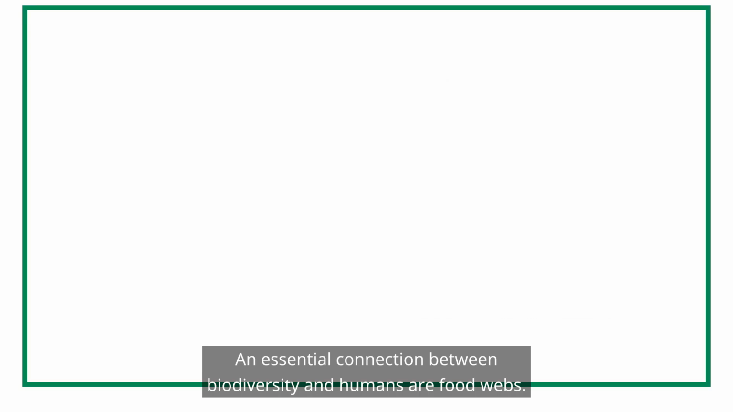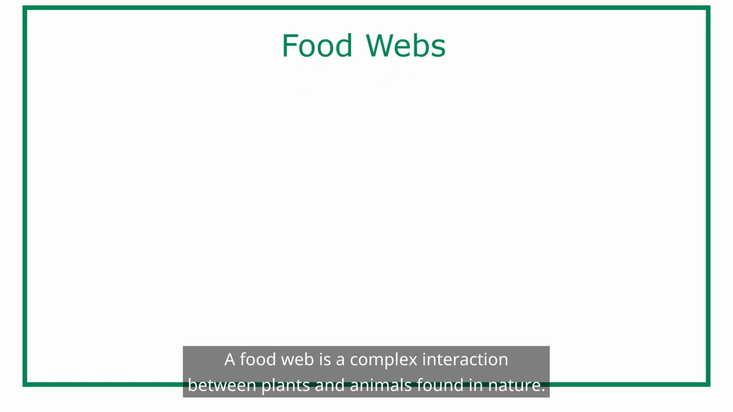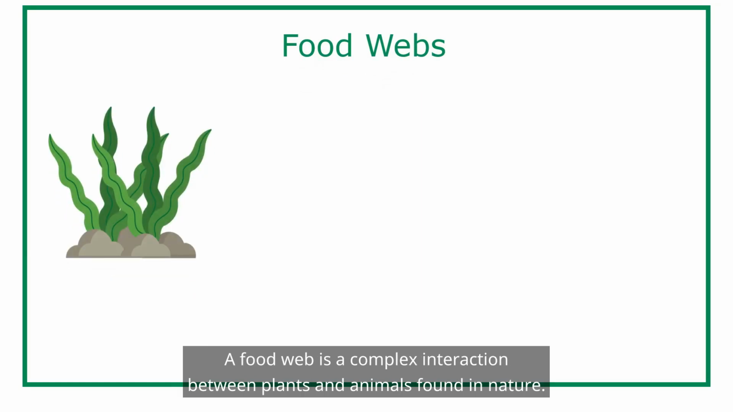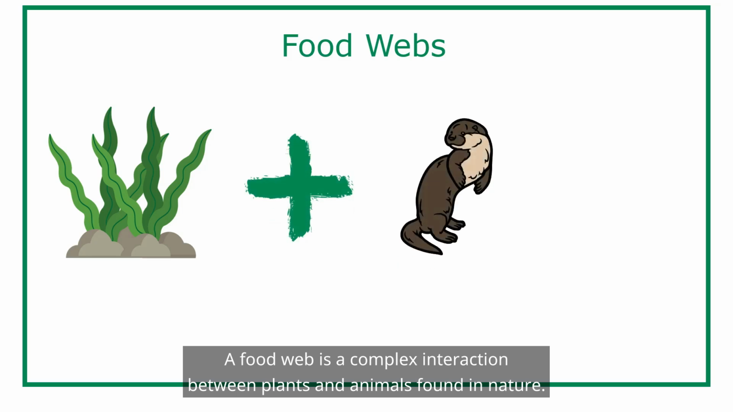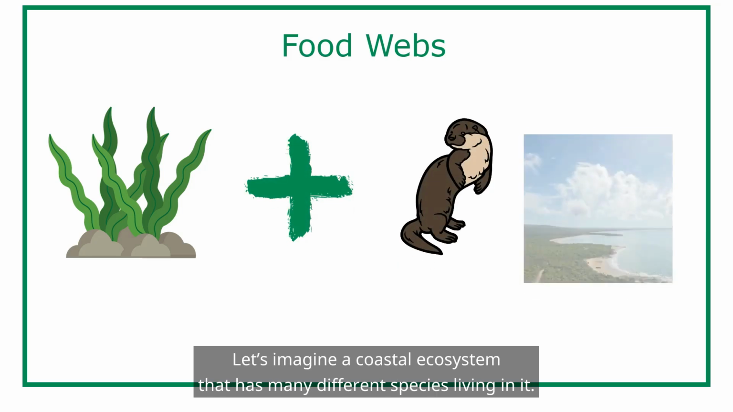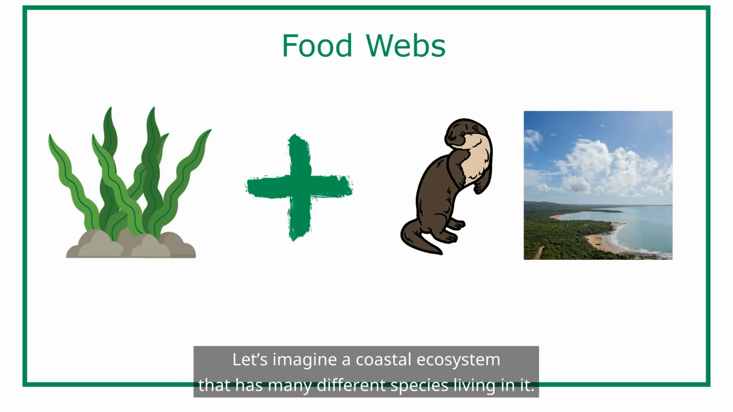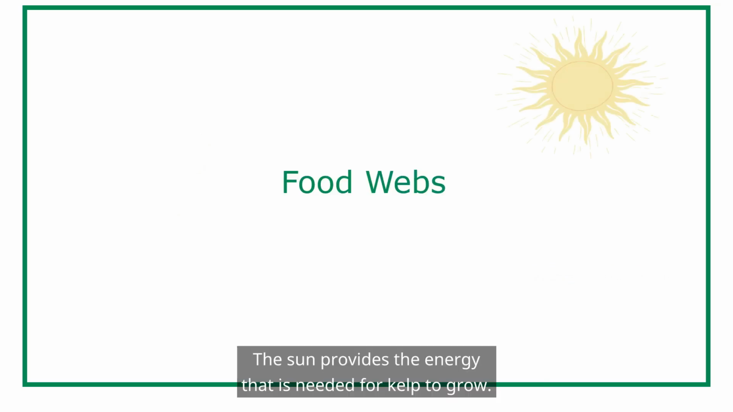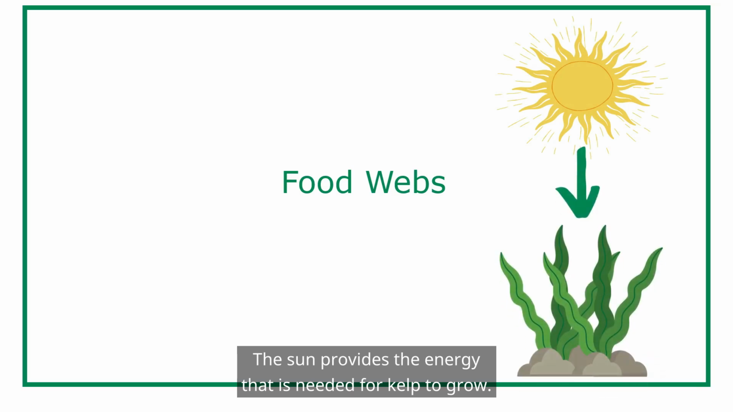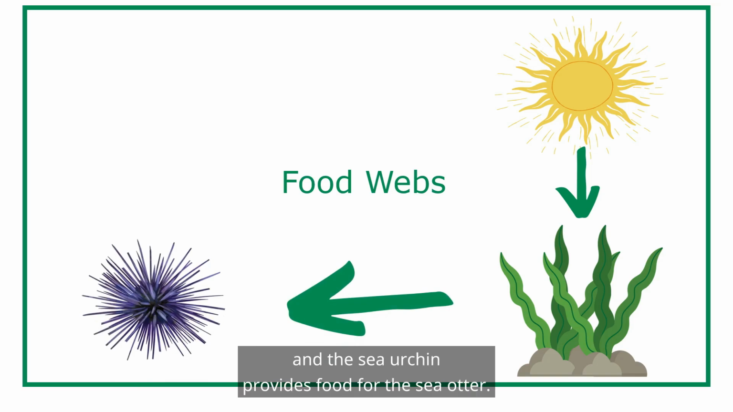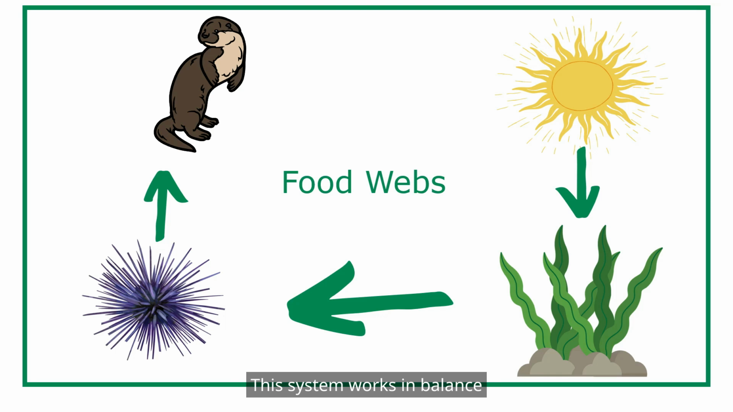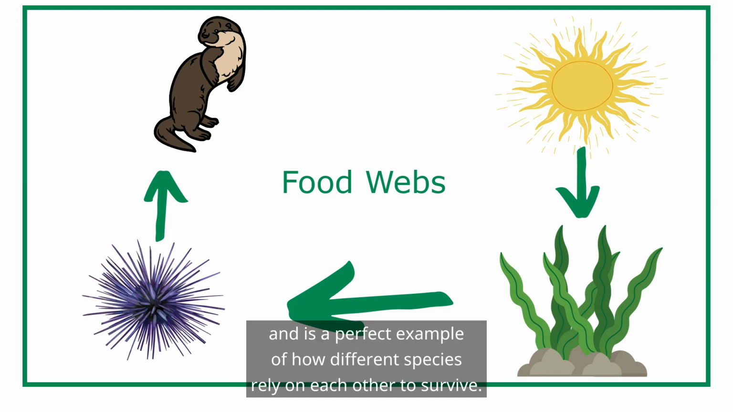An essential connection between biodiversity and humans are food webs. A food web is a complex interaction between plants and animals found in nature. Let's imagine a coastal ecosystem that has many different species living in it. The sun provides the energy that is needed for kelp to grow. In turn, the kelp provides food for the sea urchin, and the sea urchin provides food for the sea otter. This system works in balance and is a perfect example of how different species rely on each other to survive.